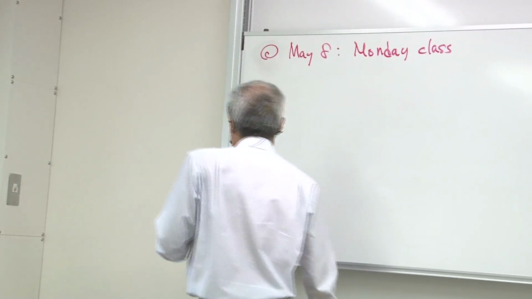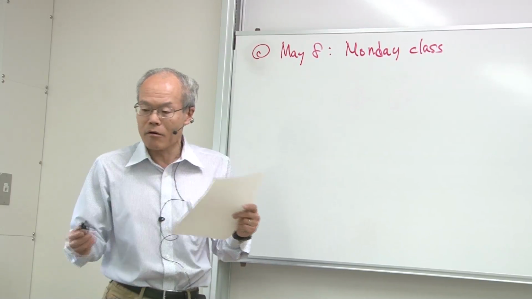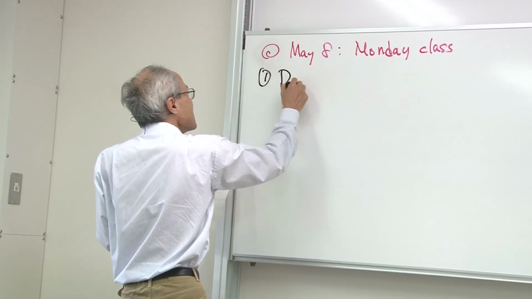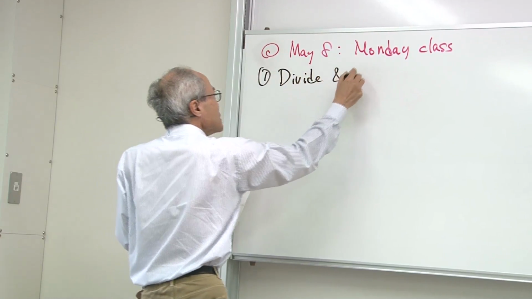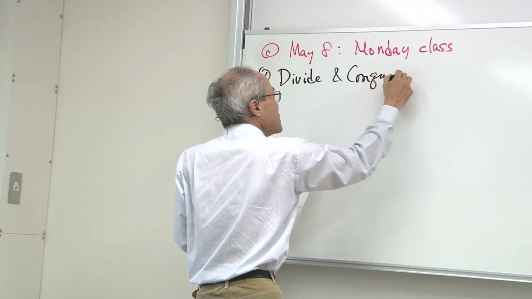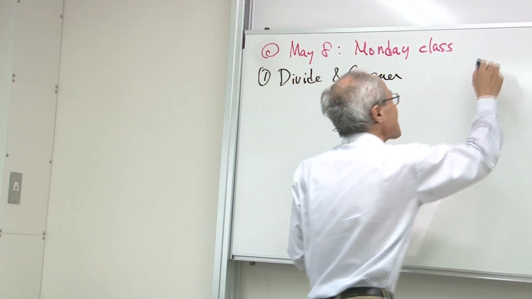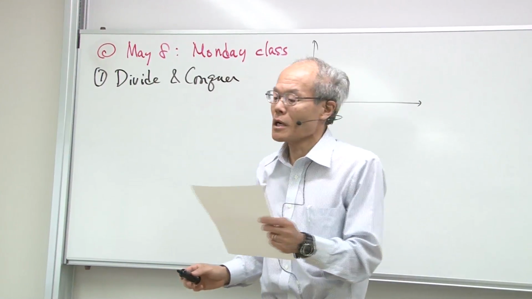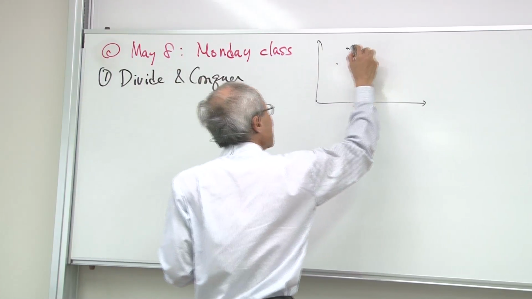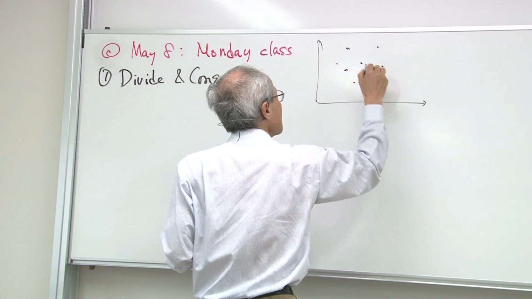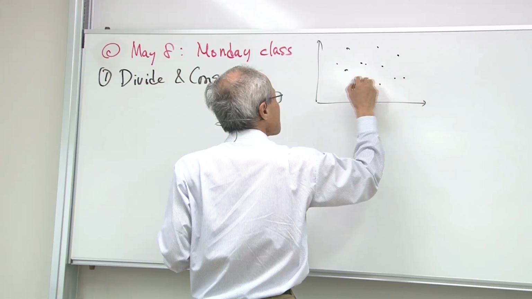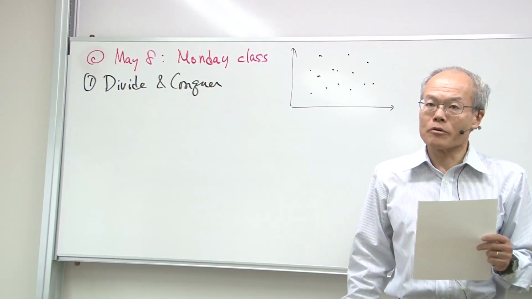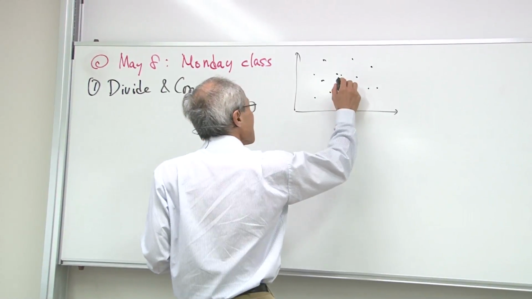Okay, what we are now doing is basic techniques of design and analysis of algorithms. Number one, divide and conquer. For example, we studied the closest pair problem. We are given endpoints in Euclidean space, and your task is to find the closest pair, like this.